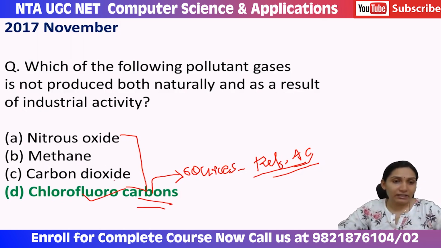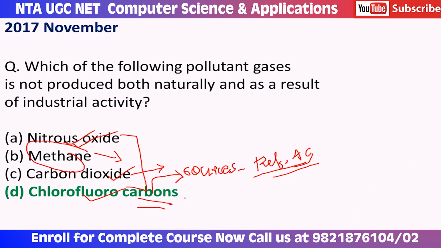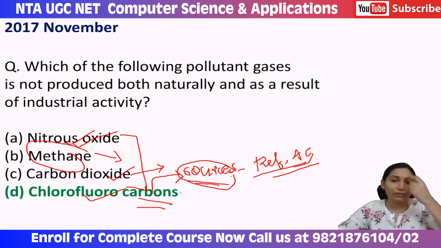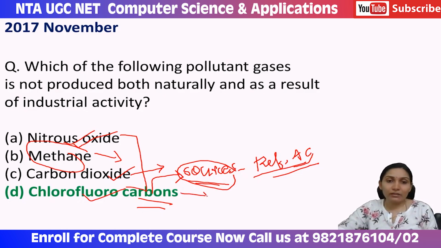If you look at the other three, carbon dioxide, it's produced naturally and also it is produced as a result of industrial activity. Methane, both naturally and industrial activity also. Nitrous oxide, methane mostly it's natural, nitrous oxide also. So here the answer is chlorofluorocarbons, and I have discussed this many times. The major sources of chlorofluorocarbons are from refrigerators and air conditioners, and also that chlorofluorocarbons are responsible for ozone layer depletion. So ozone depletion.